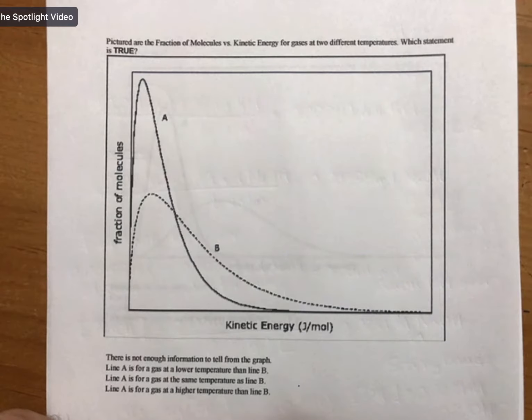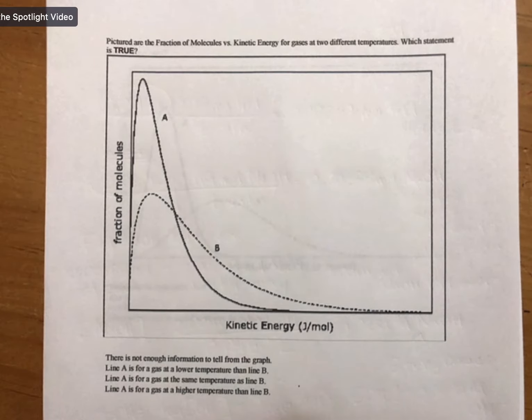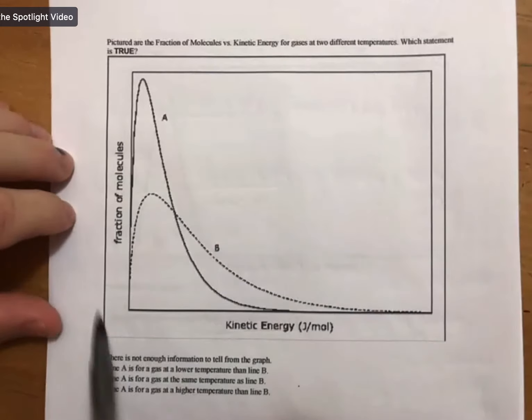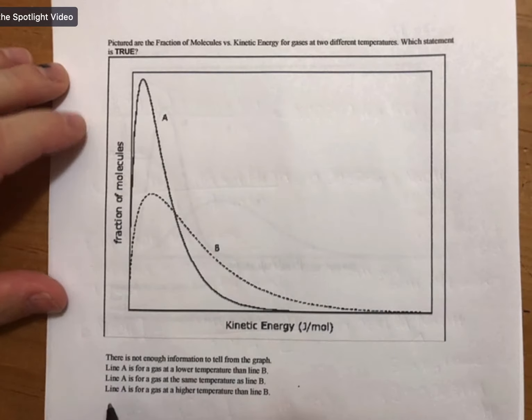These are the fraction of molecules versus kinetic energy for gases at two different temperatures. Which statement is true? There we go. So again, this is a graph. This is what's called a Boltzmann distribution.